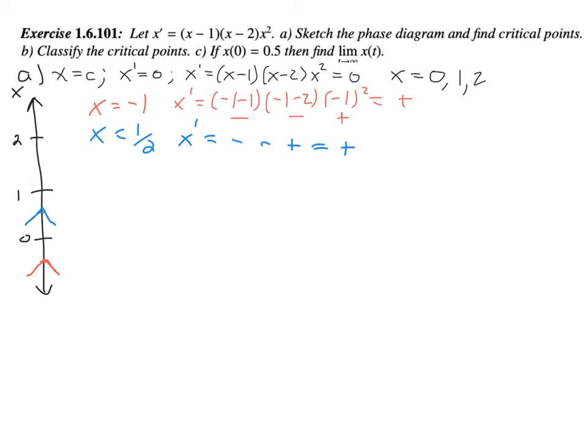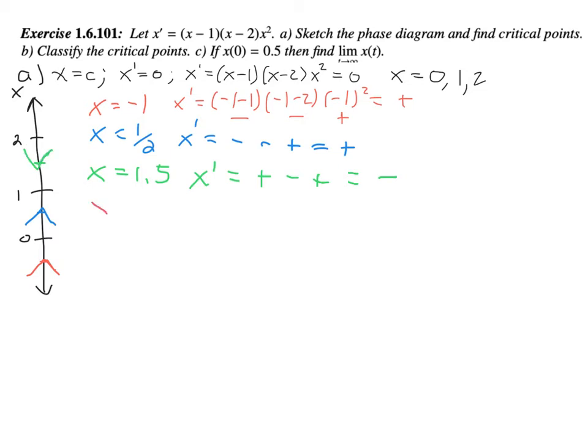Now we can pick a solution that starts off between the equilibrium at 1 and at 2. So for example, if x was 1.5, then we can check the sign of the derivative, and plugging 1.5 into the first factor gives us something which is positive, the second factor is negative, and the last factor is positive. So taking their product, we would get something negative. So now I know that these solutions are going to go down.